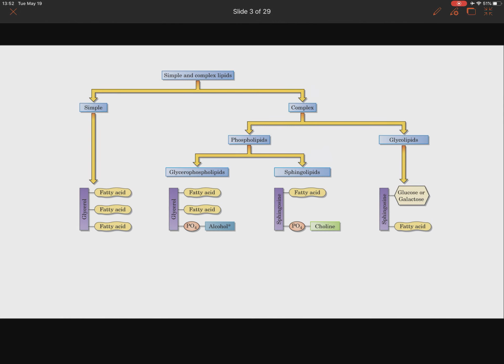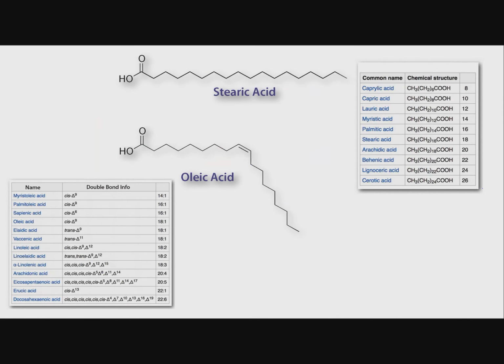Okay, so let's start with fatty acids. So coming back to this image here. Actually, I didn't show you this one before, so this is new. You guys haven't seen this before. The most ubiquitous lipid, the most commonly found lipids, not just lipids in the cells, are the fatty acids.